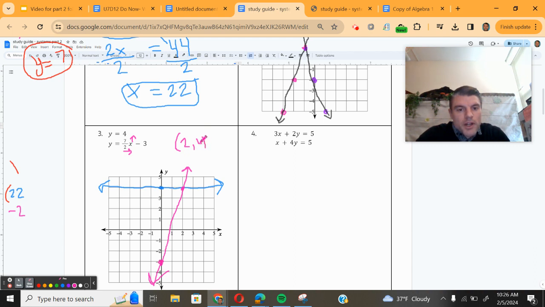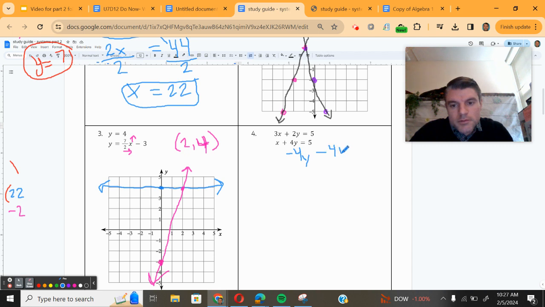All right, number 4, we're going to have to use substitution or elimination, and I think this one works well with substitution. So all I have to do to get x by itself is subtract 4y. I'm going to get x by itself. x is going to equal 5 minus 4y.